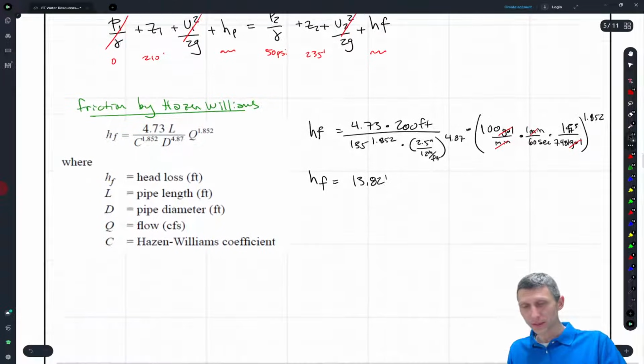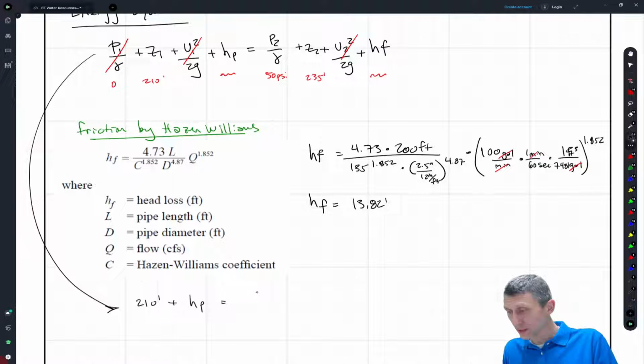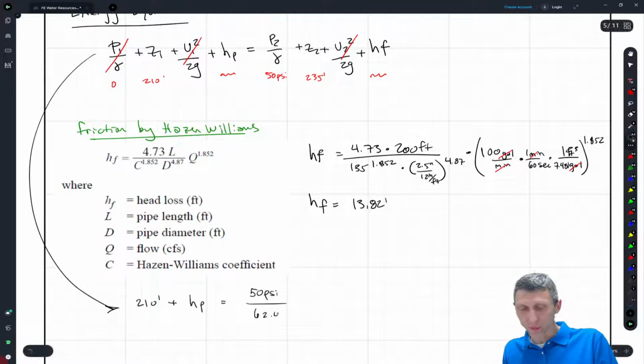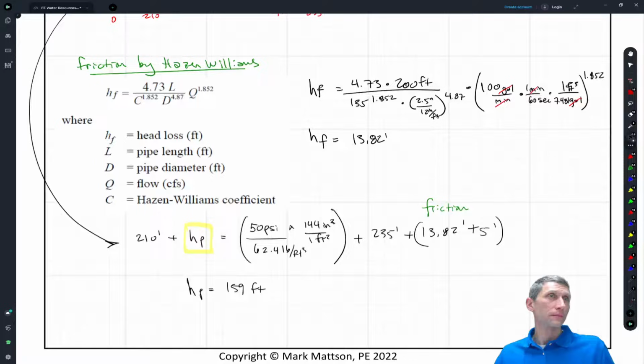So let's bring this back down, solve it all out, and hopefully this makes a little bit of sense. So we have 210 feet plus HP, that's what we're trying to solve for, the head of the pump, equals the pressure at 2, right? So we have 50 pounds per square inch, that's what we know we have, divided by gamma, which is the unit weight of water, or 62.4 pounds per cubic foot. But do you see a problem here? Units are huge.